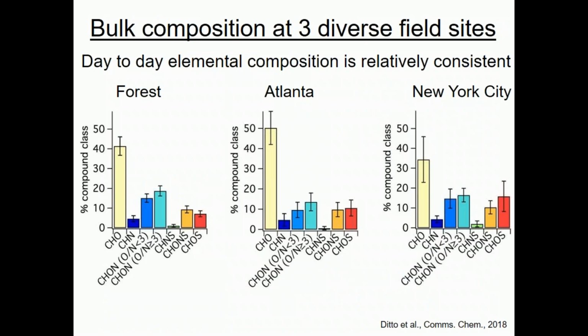So, okay, to start off, if we look at the day-to-day elemental composition for any of these 3 sites, it's actually relatively consistent. Here we can look at Atlanta, and the total amount of compounds with carbon, hydrogen, and oxygen in the functionalized organic aerosol is about 50%, with a pretty tight uncertainty there, standard deviation on there. And so the general chemical composition in terms of the elemental breakdown at this level is actually not changing wildly.